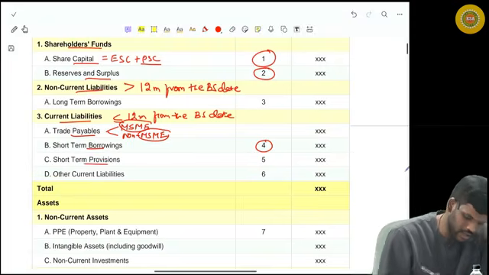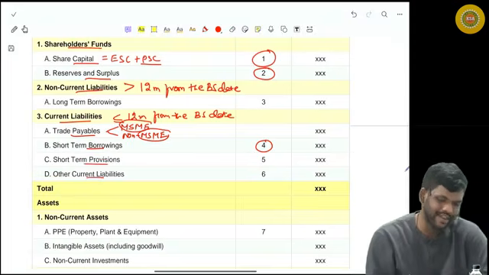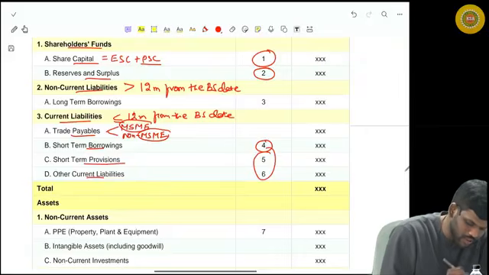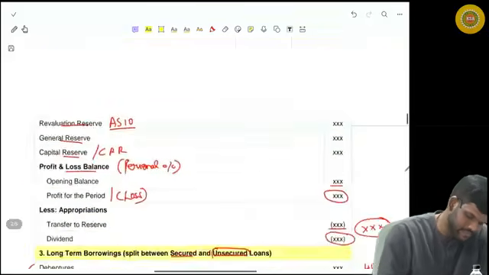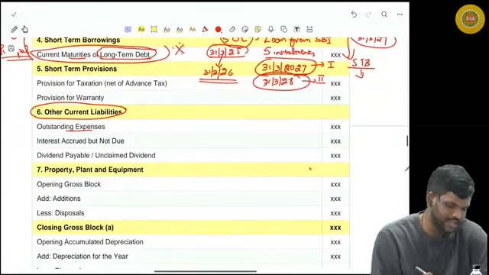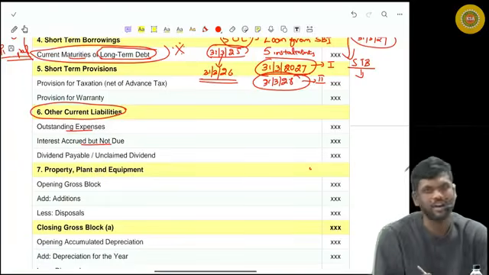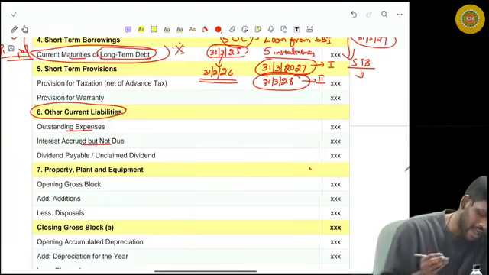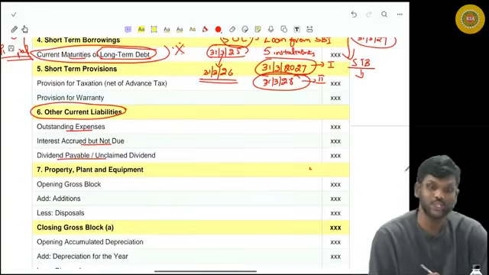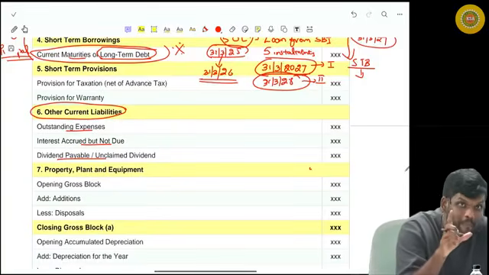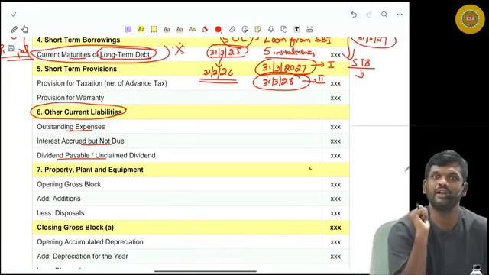Then we have short-term provisions and other current liabilities. Let us see what is given in note 5 and note 6. Note 5 is short-term provisions. Note 6 is other current liabilities. Under other current liabilities, we have our outstanding expenses, interest which we have accrued but is not yet due for payment, and whatever dividend payable should also come under other current liabilities. Guys, remember, dividend payable is different, unclaimed dividend is different.